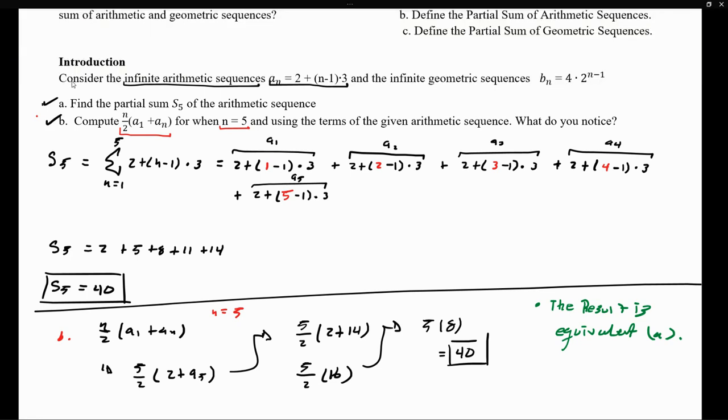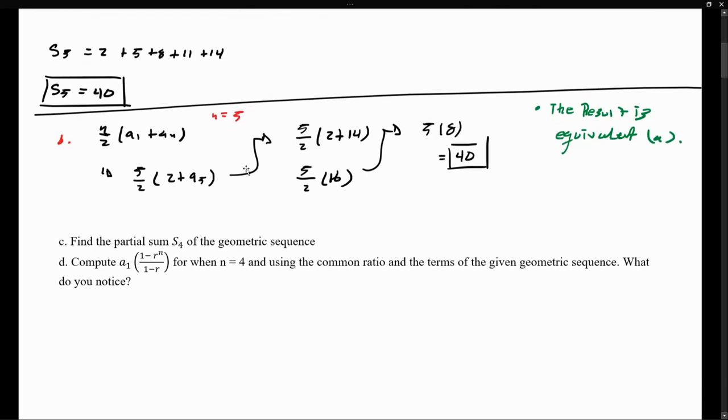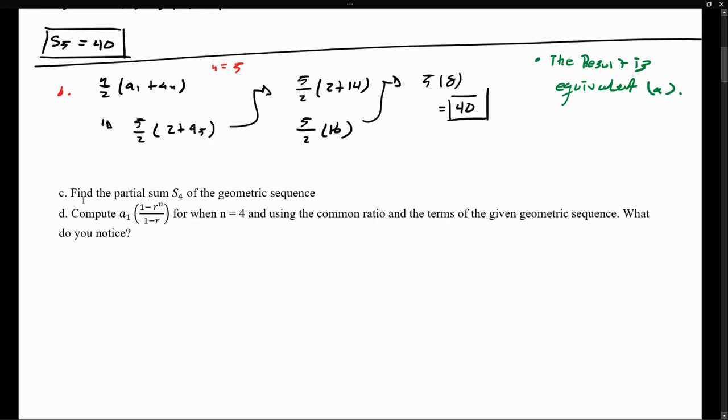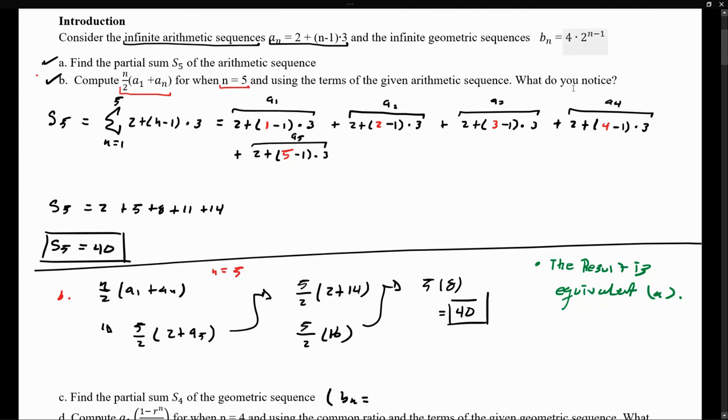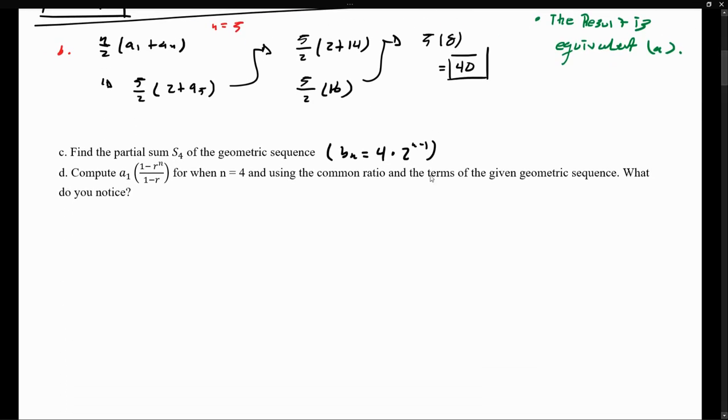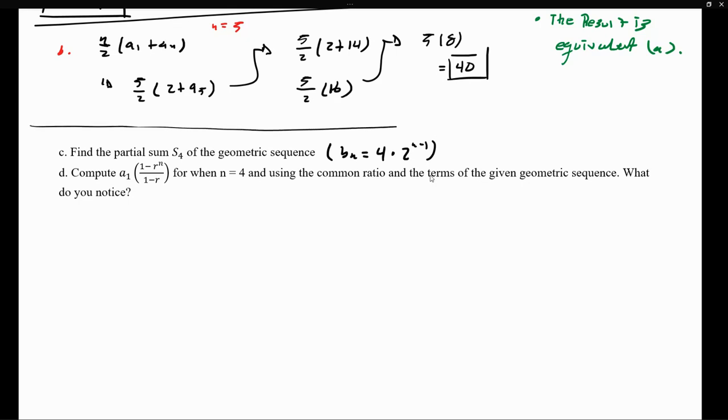But this at least, when we talk about an arithmetic sequence. Well, let's see now, because on the next problem it says, let's find the partial sum of the geometric sequence. Well, recall that the geometric sequence was our b of n, which is defined as 4 times 2 to the n minus 1. Okay.